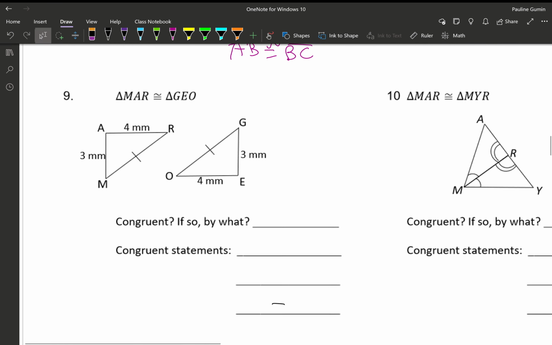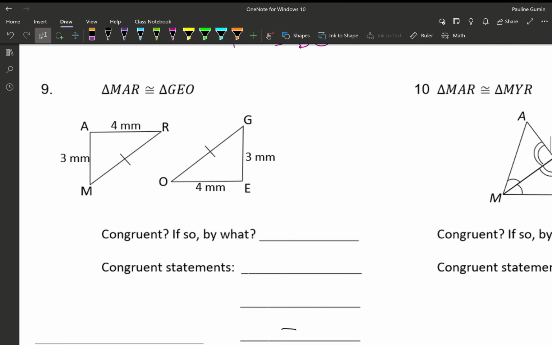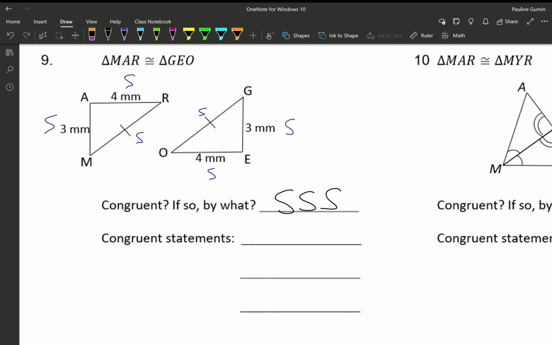Okay, number 9. Let's check out this triangle. What I'm noticing first and foremost is I have this side marked as congruent. I also notice both triangles have a 3 millimeter side and a 4 millimeter side. Success! This is congruent by side, side, side. Wonderful. Let's write them down.